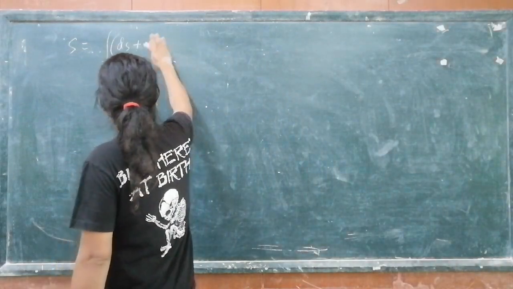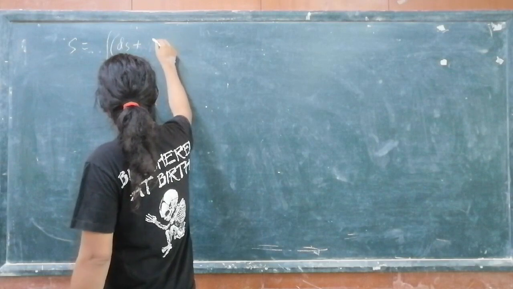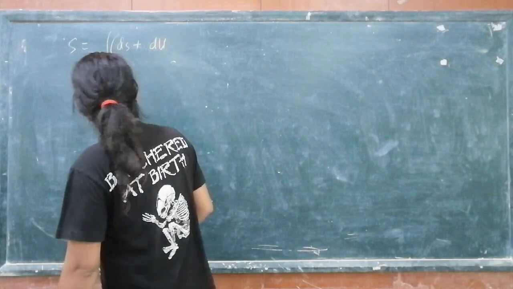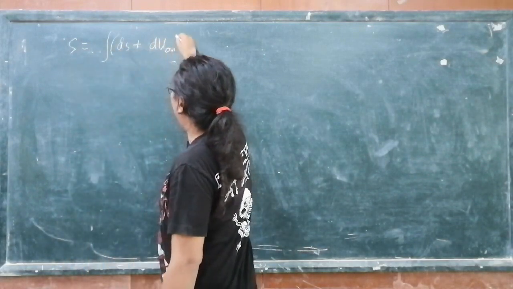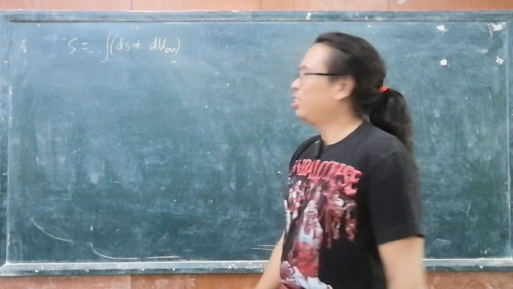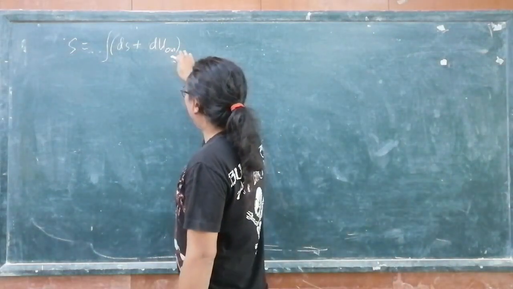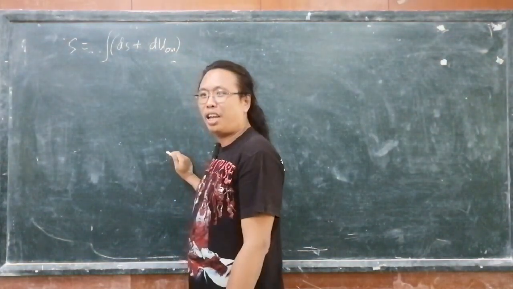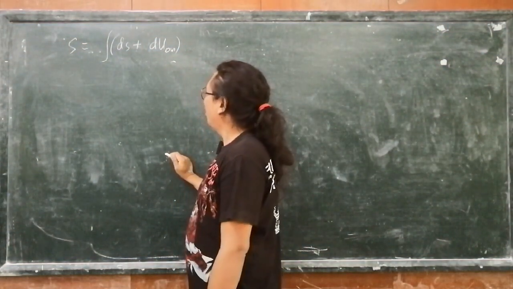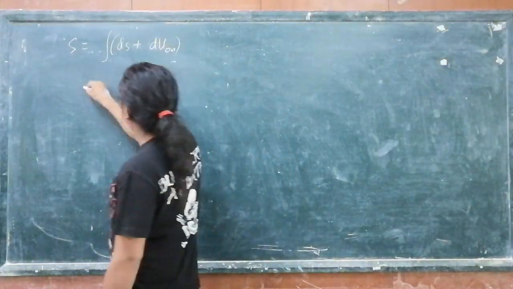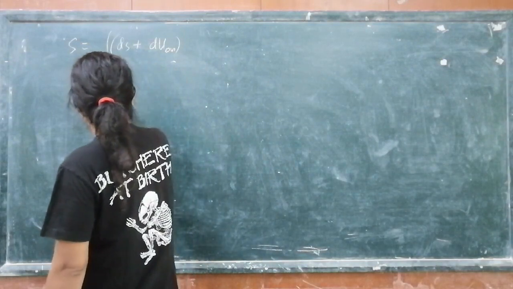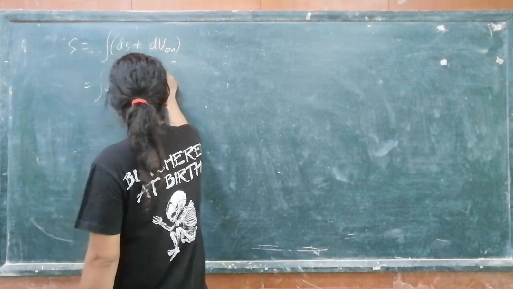Well, this is actually some sort of, let's just call it dU_em. That's the potential energy. But, okay, let's separate this one. So we have ds plus, well, we have this one.